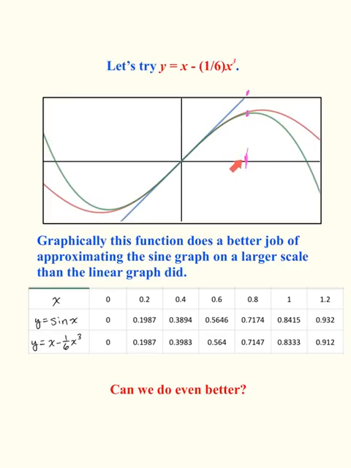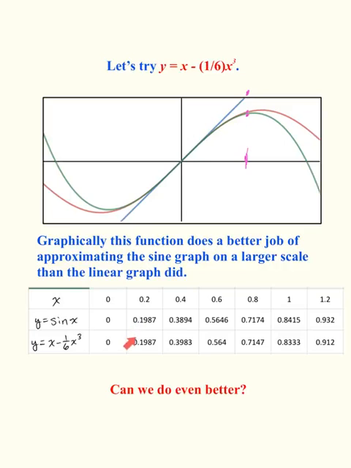Now, once we start getting further away, you can see that the error, which is the difference between the sine function and the polynomial, starts to increase the further out we get. Graphically, this function does a better job of approximating the sine graph on a larger scale than the linear graph did. And you can see some of these actual values for the sine of x and the polynomial x minus 1/6 x cubed. So when x is 0, it's a perfect approximation.